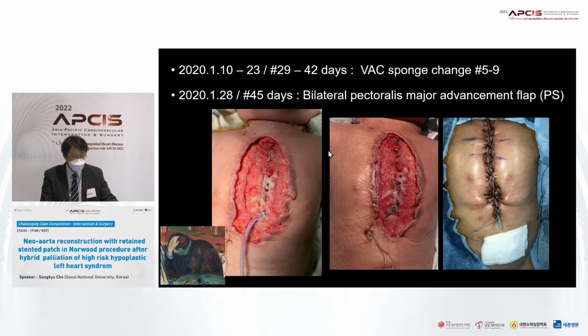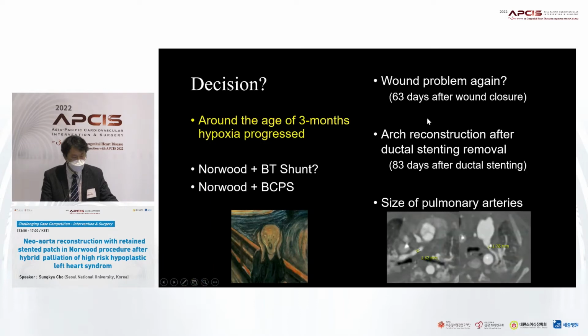After the procedure, we applied the vacuum sponge every 2 or 3 days. At last, at the age of 45 days, the wound could be closed using bilateral pectoralis major muscle by our plastic surgeon. But around the age of 3 months, hypoxia progressed. So we had to do something again.